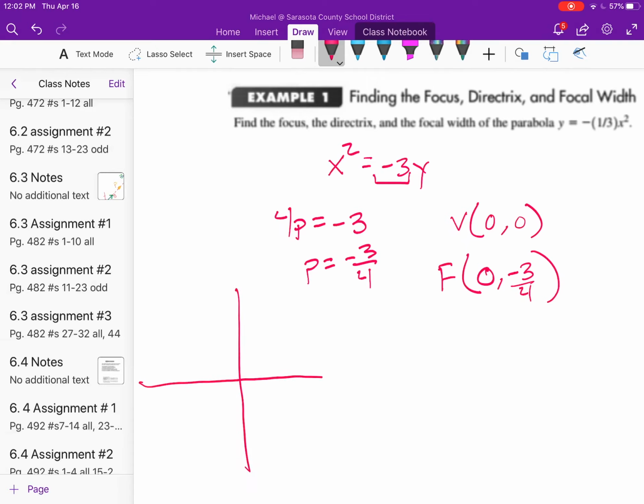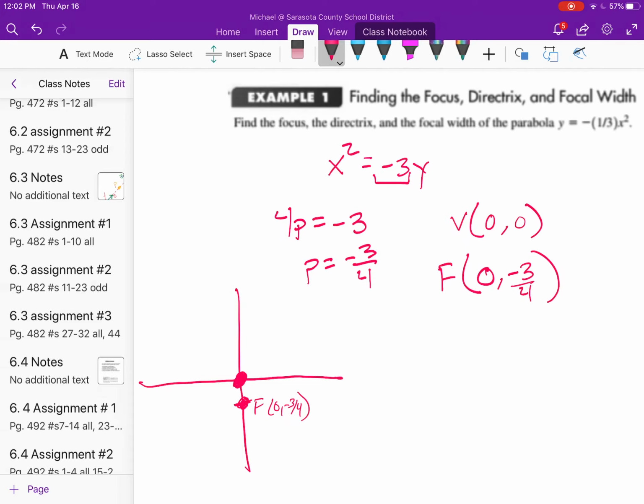So let's draw this out and see what we're looking at. There's our vertex, and since that is a negative p, it's going to open down. And so I'm going to be right here at F at 0, -3/4. It also wanted to know what the directrix was. So the directrix is now just going to go up 3/4. So I'm going to go up 3/4.